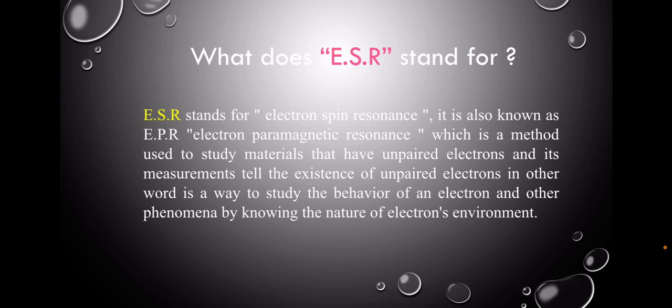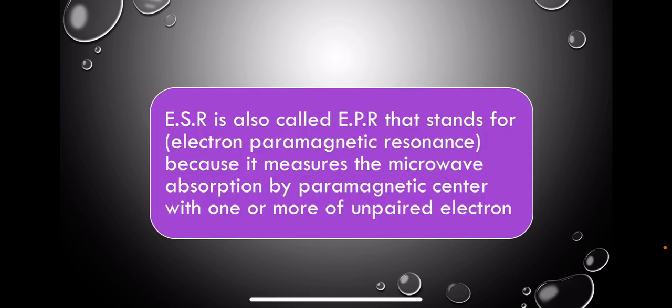So, what does E.S.R stand for? As I mentioned before, it stands for electron spin resonance, and it's a method for studying material that has unpaired electrons. This measurement tells us where we have unpaired electrons, so it points to the existence of unpaired electrons. Also, the E.S.R is called E.P.R, which stands for electron paramagnetic resonance, because it measures the microwave absorption by paramagnetic centers, with one or more, but most importantly, the unpaired electron.